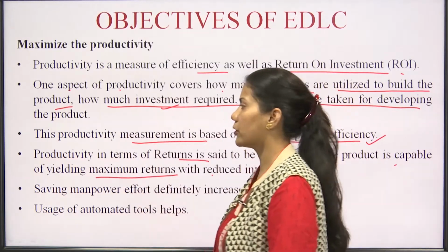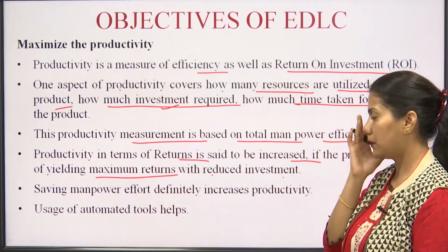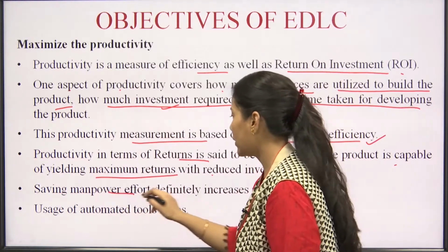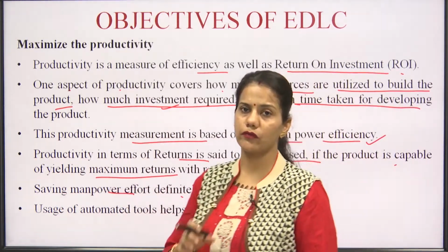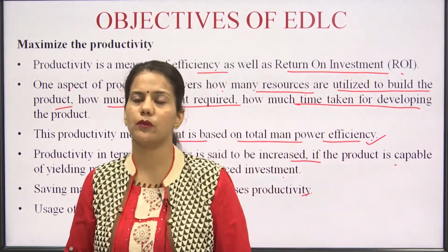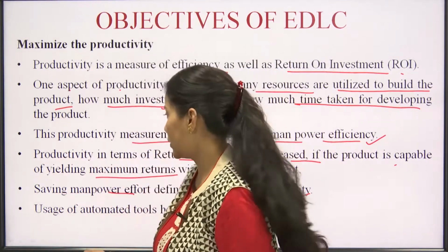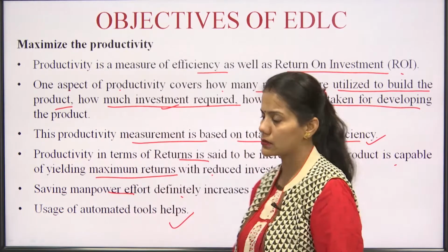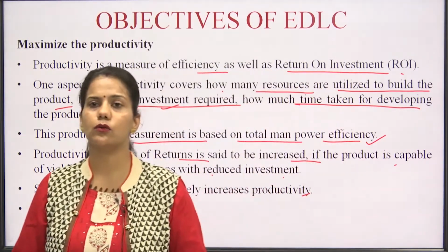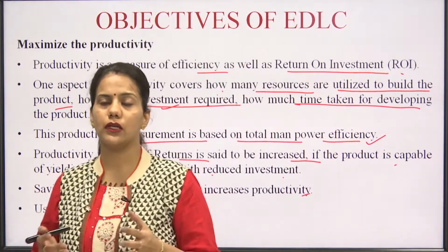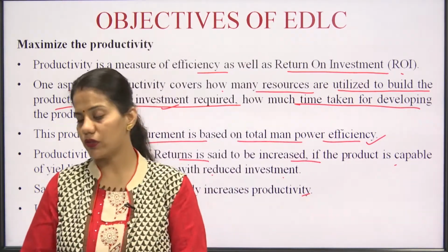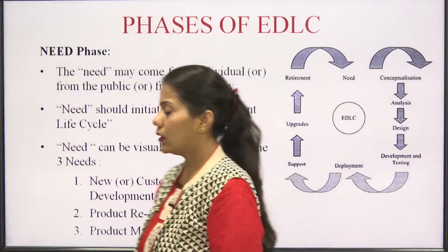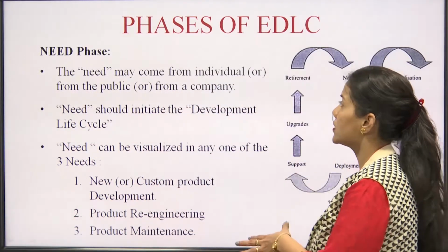So, this is how the productivity has to be attained. Saving the manpower effort definitely increases the productivity. Using the minimum of the manpower to give the maximum of the product is known as the productivity. Usage of automated tools helps. In this case, certain automated tools have been developed for maintaining and maximizing the productivity. So, these definitely help.